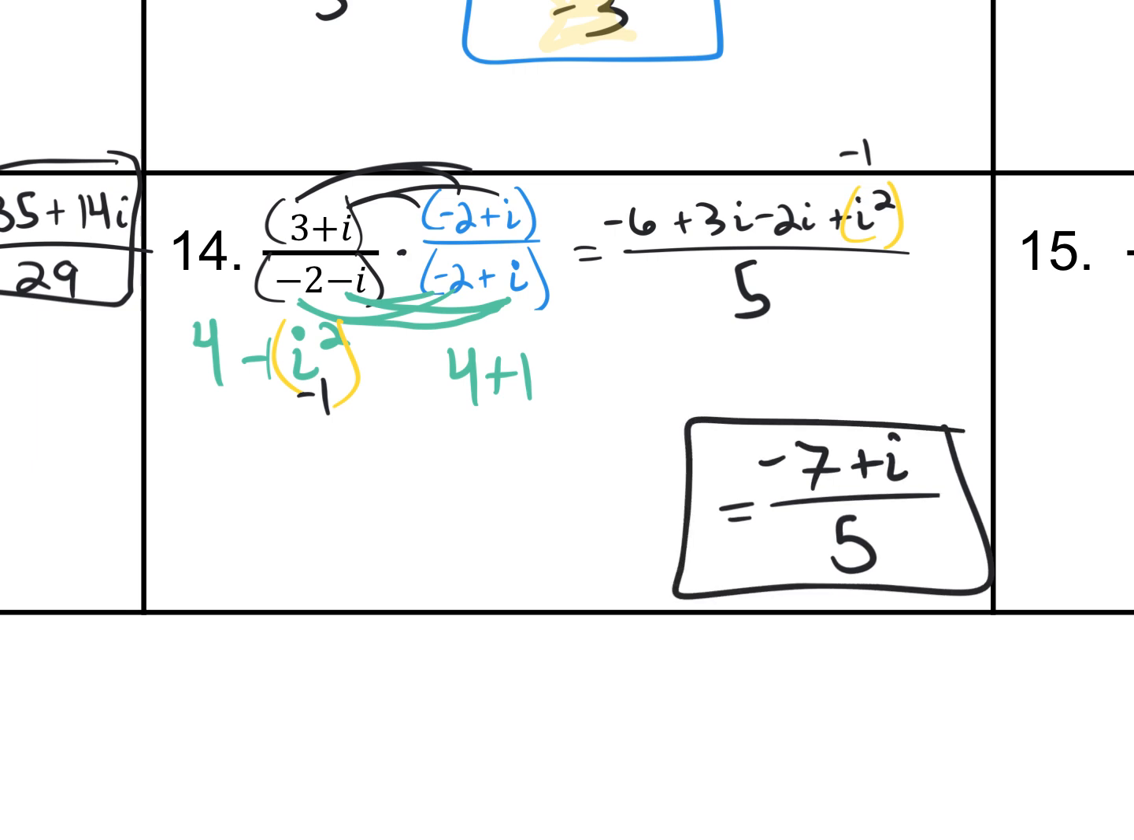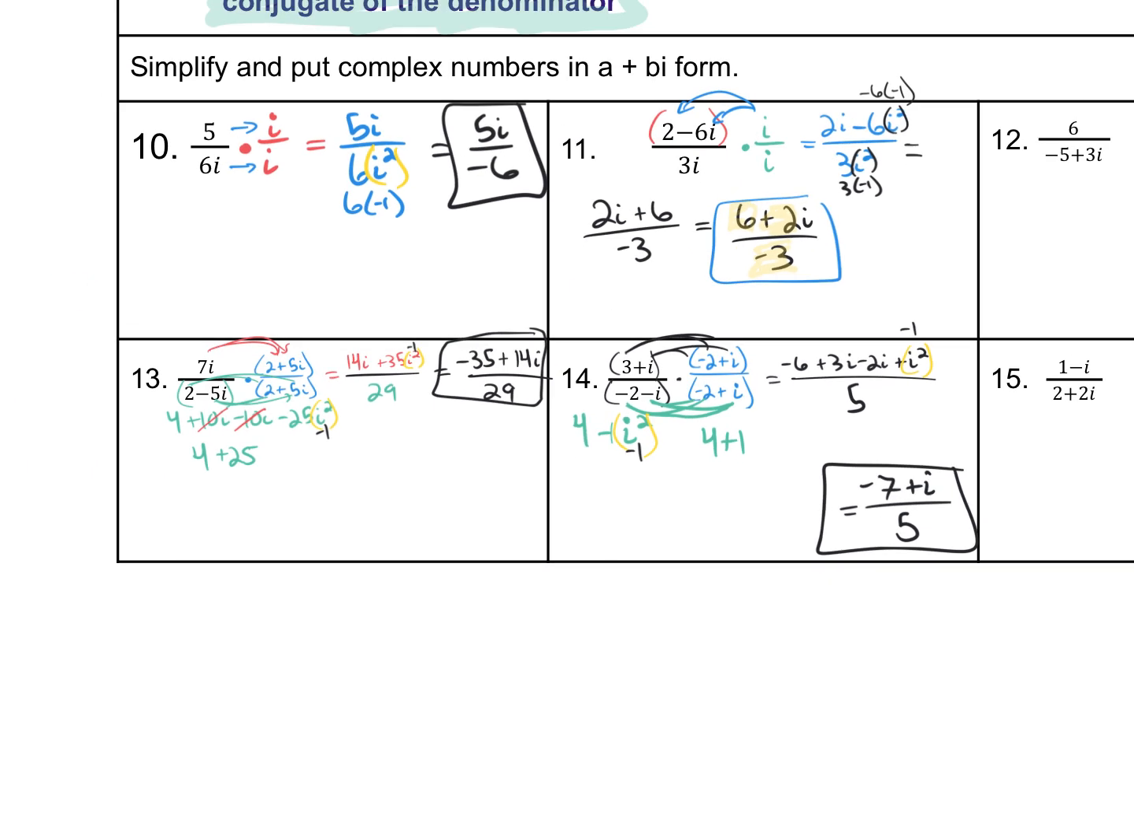Once again, the whole goal, as you look at all three of these answers, is to get i out of the denominator, since i really represents a radical, and we can't have any radicals in the denominator.